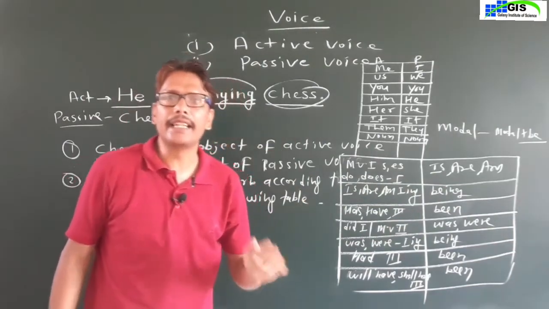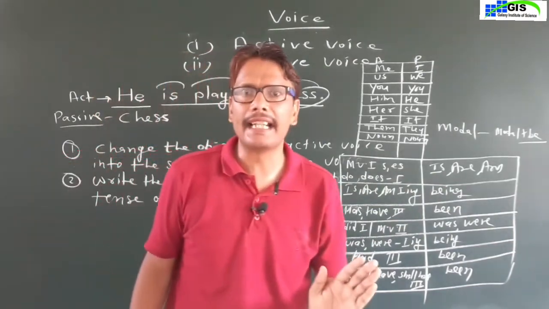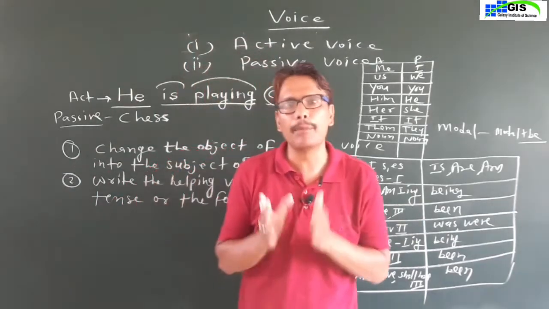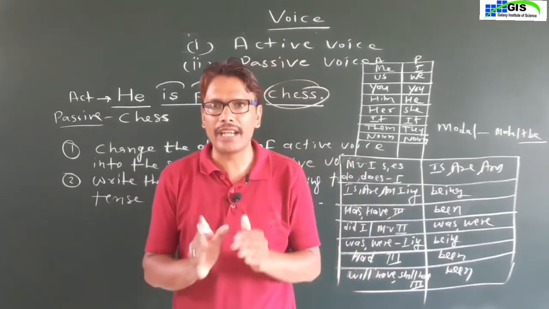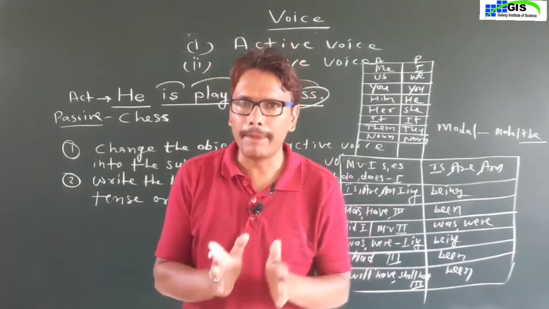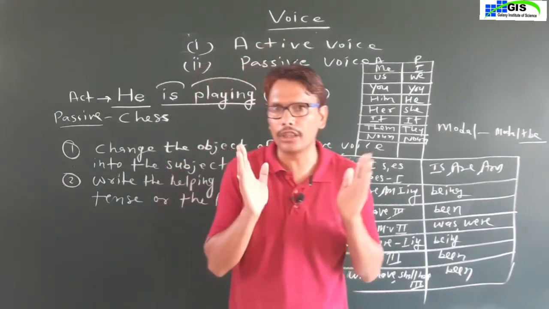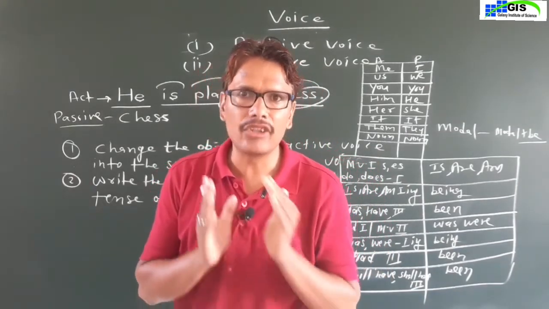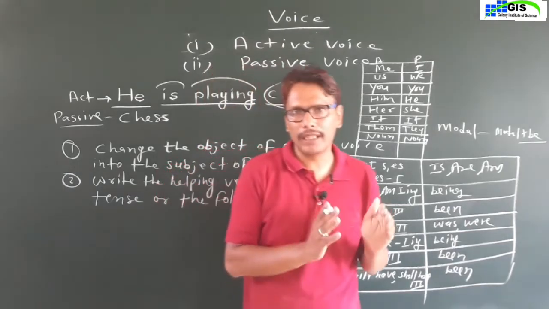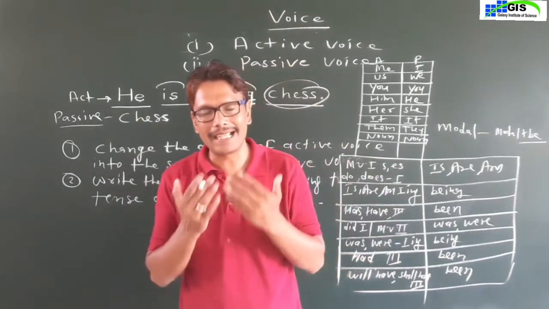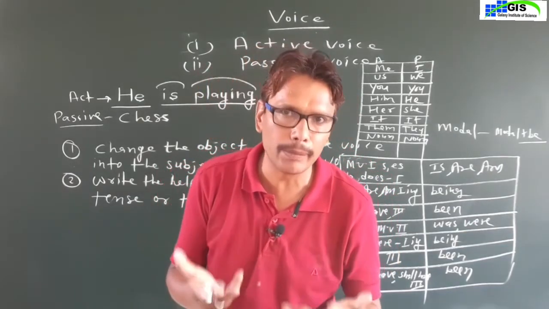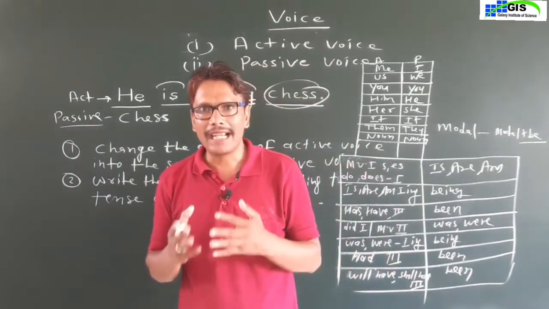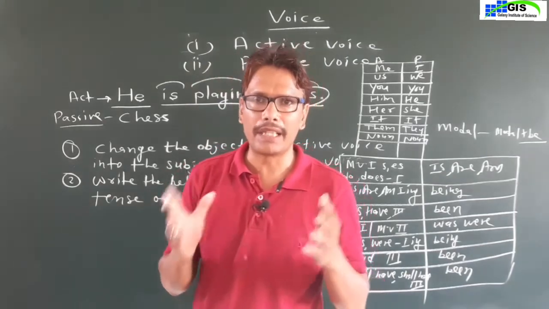If we find present indefinite tense, then use is, am, are. In present continuous, is, am, are being. In present perfect tense, has, have been. Present perfect continuous tense is not passivized. In past indefinite tense, use was, were. In past continuous tense, use was, were being. In past perfect tense, use had been. Past perfect continuous tense is not passivized.